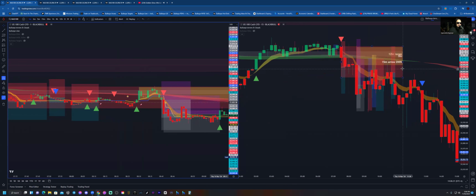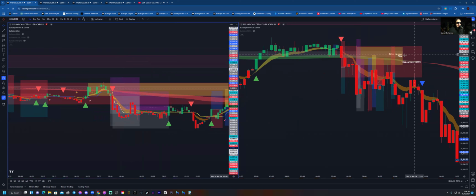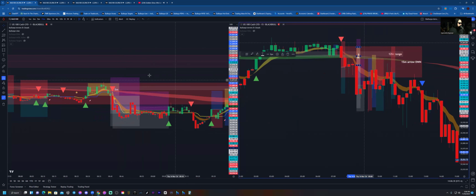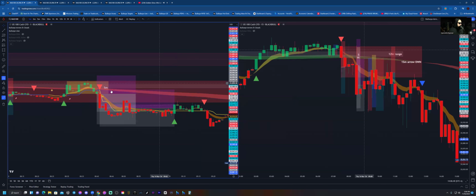All right, we got a 15-minute arrow down, and this green cloud is starting to look skinny on 15-minute. So it looks like we might be looking for some sales. All right, so looking at the first 5-minute candle range, it's right here. Let me pull that over. You can see that here on the left side of your screen.